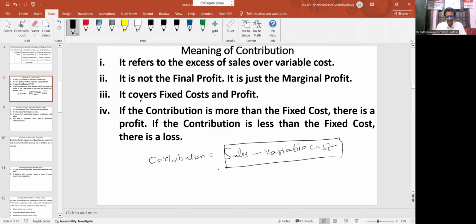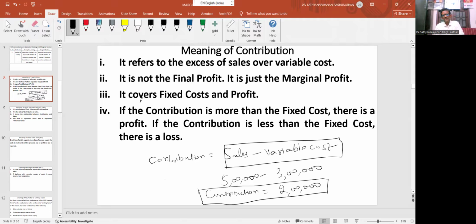Here, it refers to the excess of sales over the variable cost. Supposing the sale is 5 lakhs, variable cost is only 3 lakhs. So, contribution is 2 lakhs. This is the standard formula for contribution. There are more formulas for contribution, but this is the basic formula.